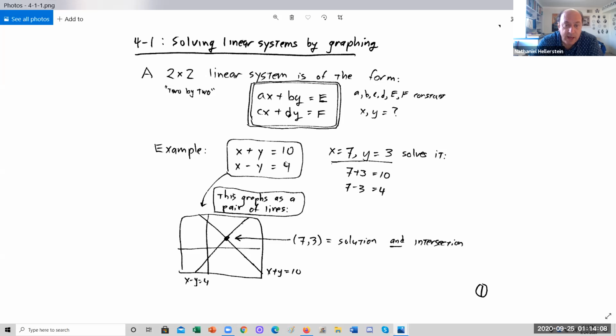Now, if you graph x plus y equals 10, you get this line here on the plane. If you graph x minus y equals 4, you get this line here. These 2 lines meet at a single point. Of course, it's (7, 3). So (7, 3) is the solution of the system, and it's the intersection of the graphs of the lines.